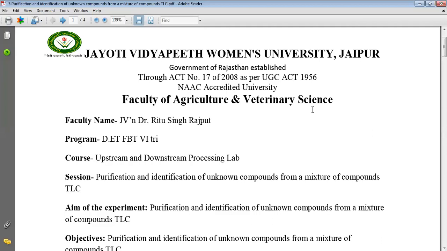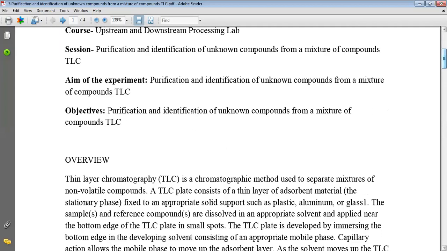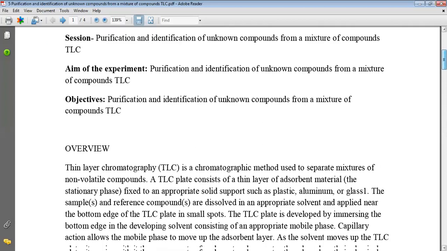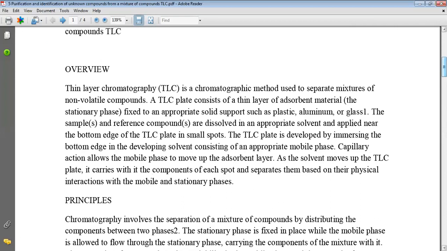Today's topic is purification and identification of unknown compounds from a mixture by TLC. TLC is called thin layer chromatography. The thin layer chromatography method is used for separation of a mixture of non-volatile compounds.